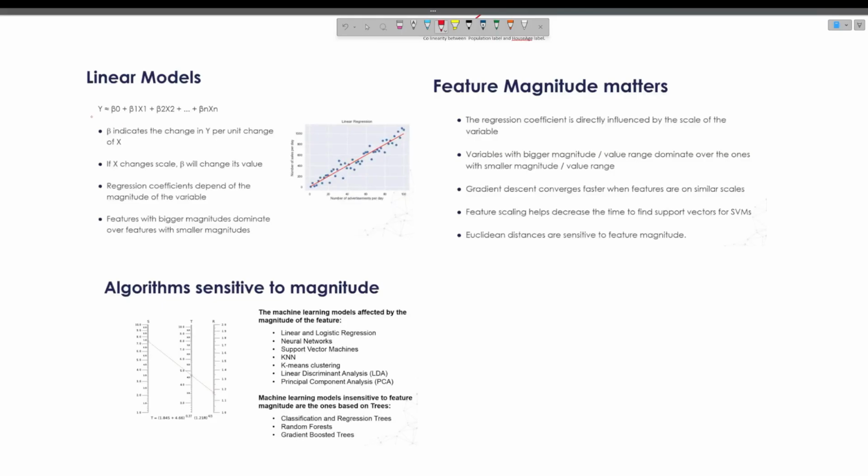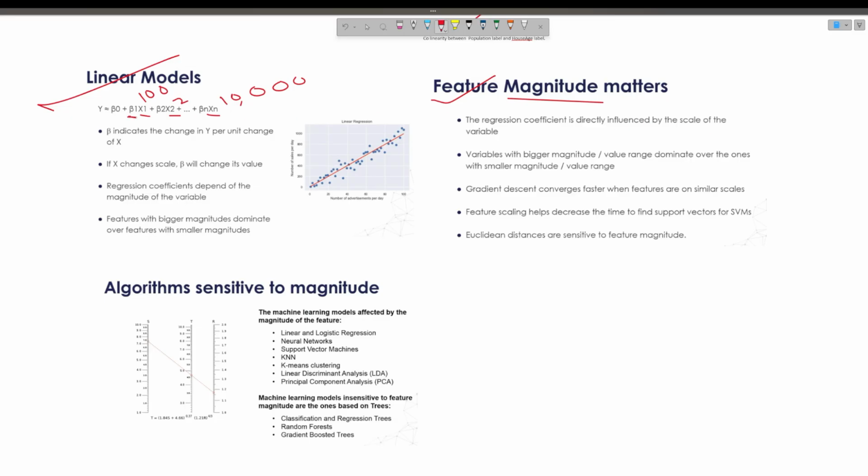So yeah, linear models, we have seen that. Feature magnitude matters. These are our features, x1, x2, x3 and xn, and so on. The magnitude of the feature, maybe for x1 we have 100, for x2 we have 2, for xn we have 1000 and more, 10,000. So the magnitude or the value basically does impact the result. The regression coefficient is directly influenced by the scale of the variable.